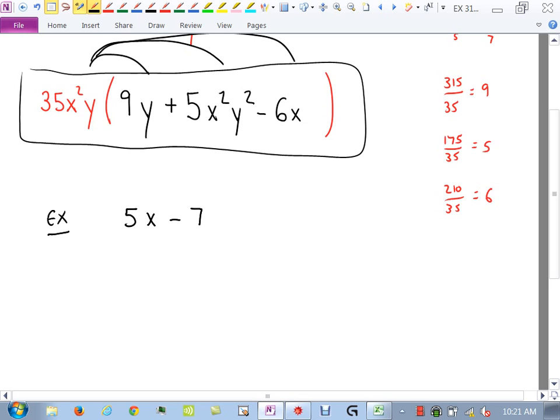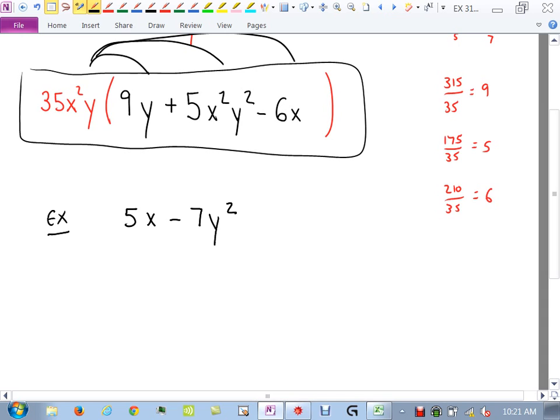Okay, so this example, how about 5x minus 7y squared? Start with the numbers. Is there a number that goes into both 5 and 7? Well, 5 and 7. Other than 1? No. You don't want to pull a 1 out because 1 doesn't change anything, right?